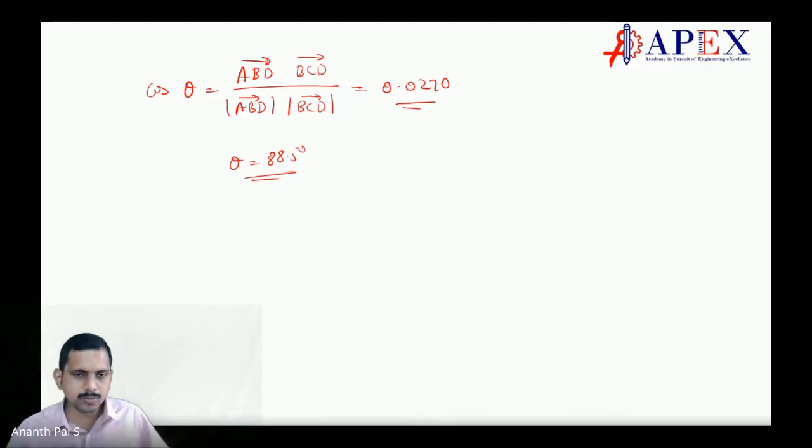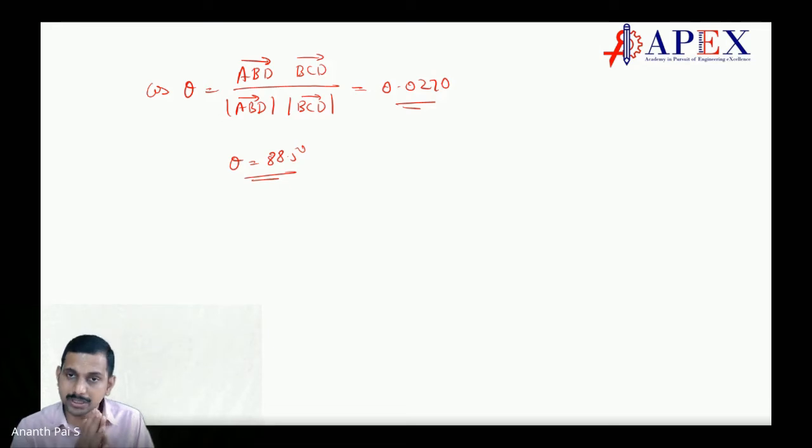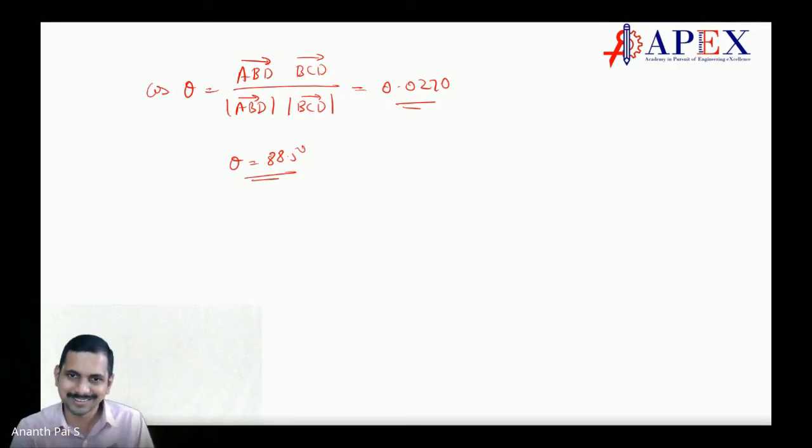Sir, I did not understand why do we take one vector in one direction and the other vector in other direction? What is the problem? What happens if we take both in a positive direction? No problem at all. You get the same thing. Okay, you can check that.